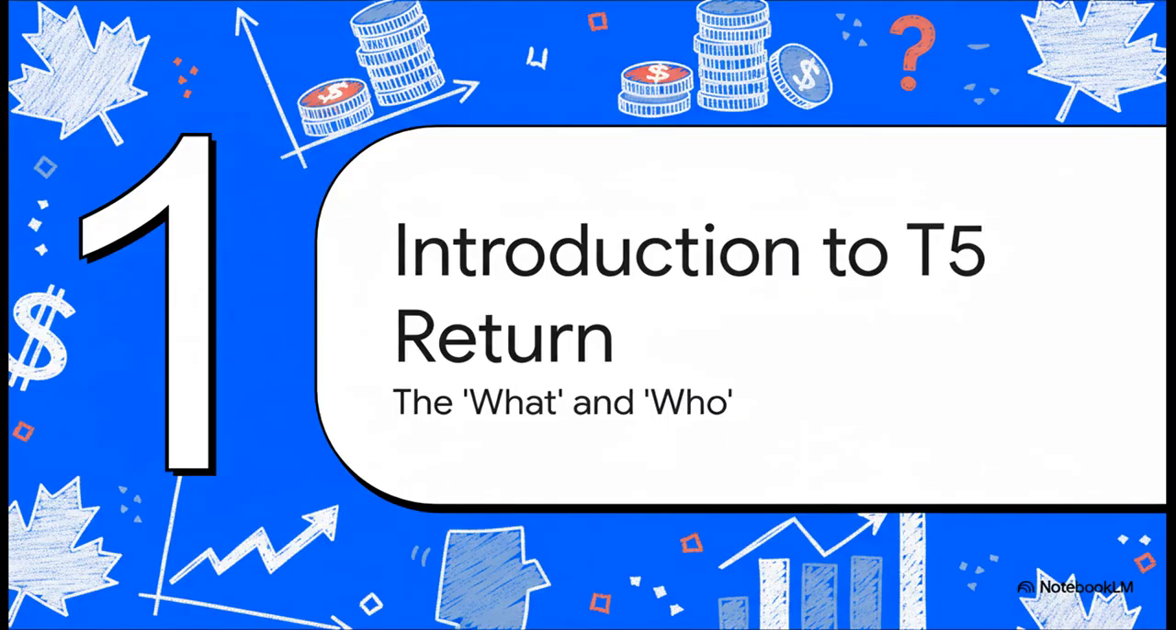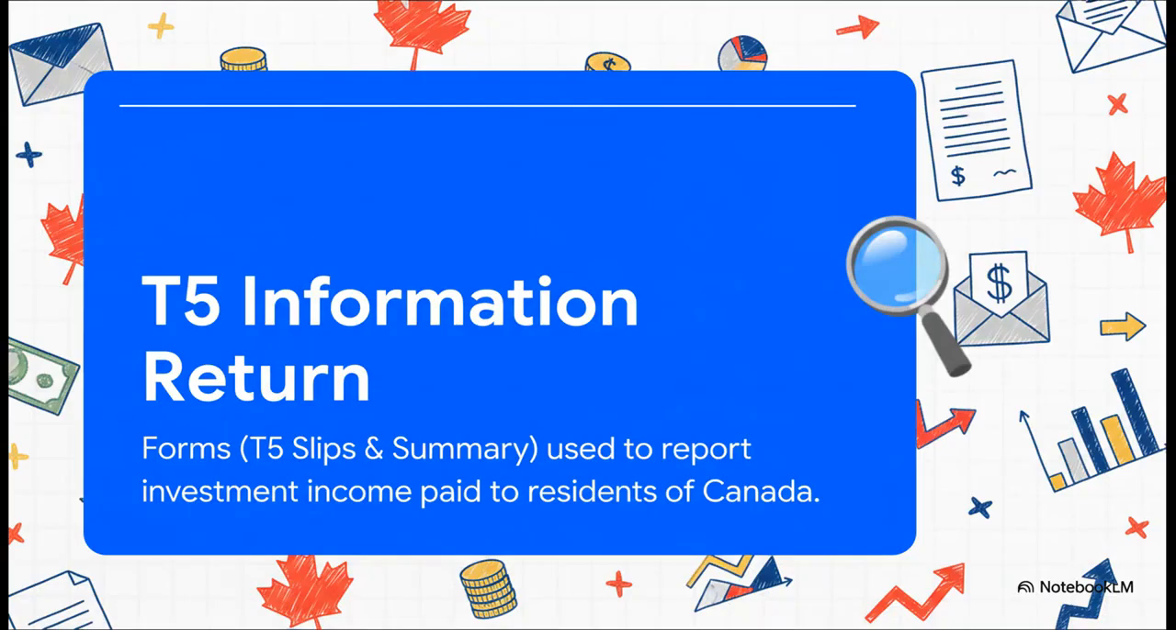First things first, let's lay the groundwork. What is a T5 return? And who exactly has to worry about filling one out? It's best to think of the T5 as a three-way handshake. You have the person or company paying the income, the person receiving it, and the CRA. The T5 is the document that connects all three. It tells the recipient, here's the investment income you earned. And at the same time, it's sending a copy to the CRA saying, just so you know, we paid this person this amount. It's all about transparency and making sure everyone is on the same page when tax time rolls around.